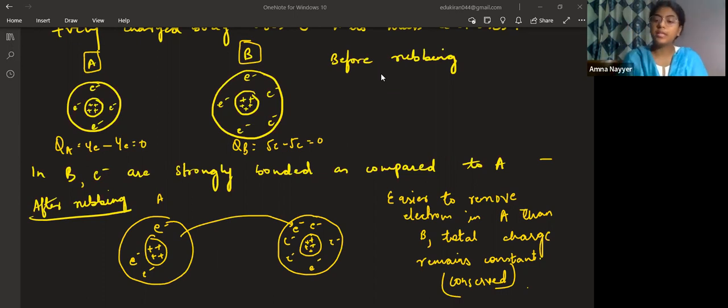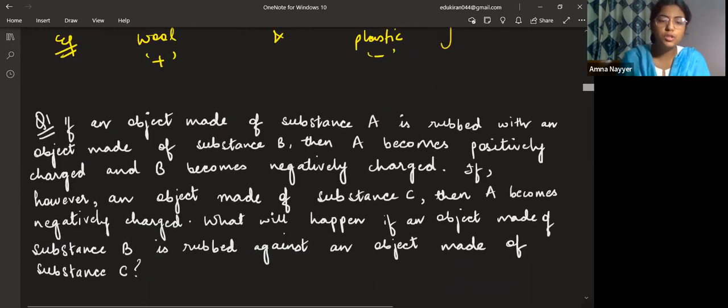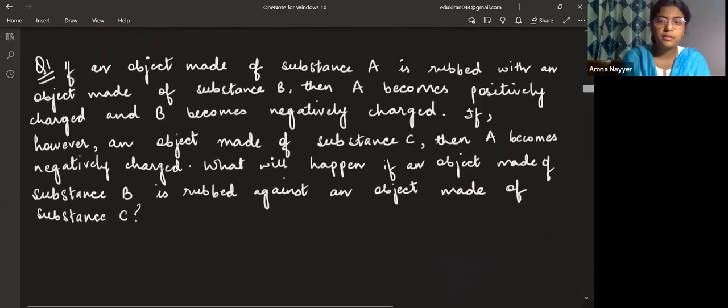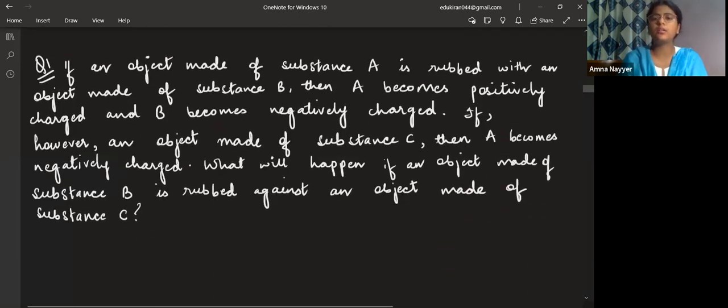Now, how do questions come from this part? Just note down this question. First note it down, try it yourself also. I'll discuss it. First note it down.